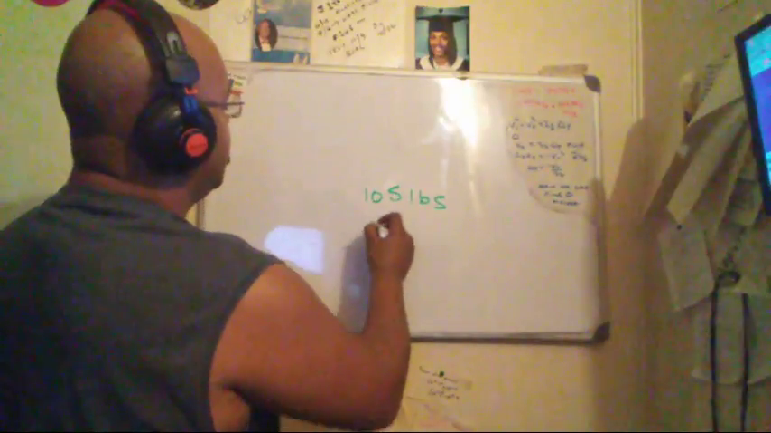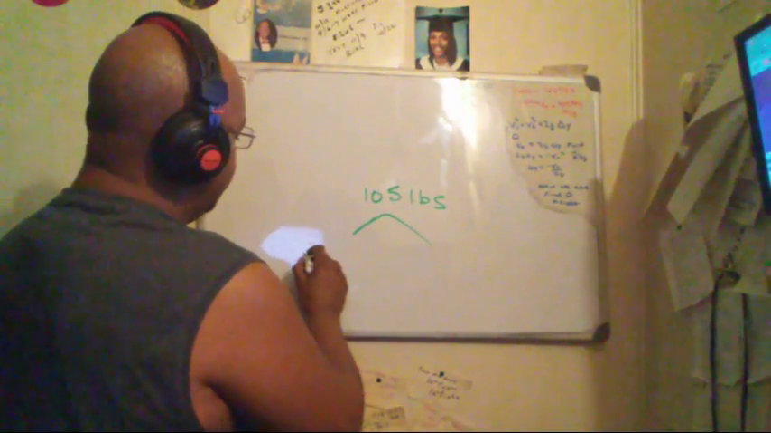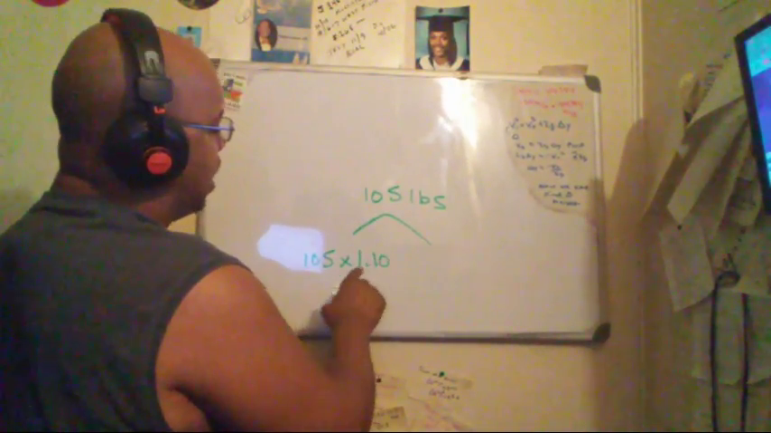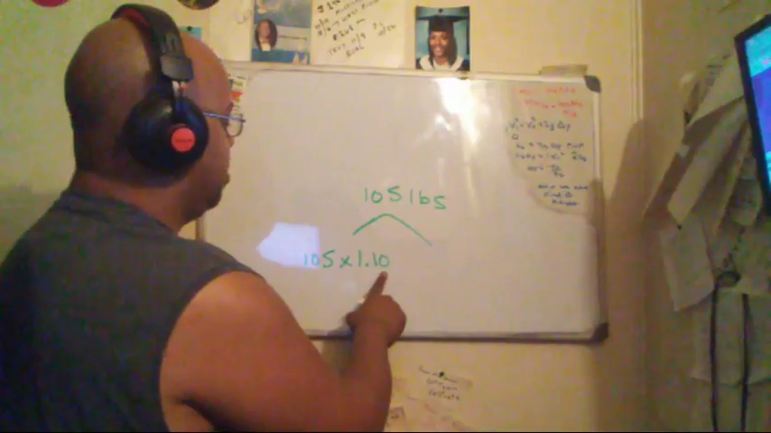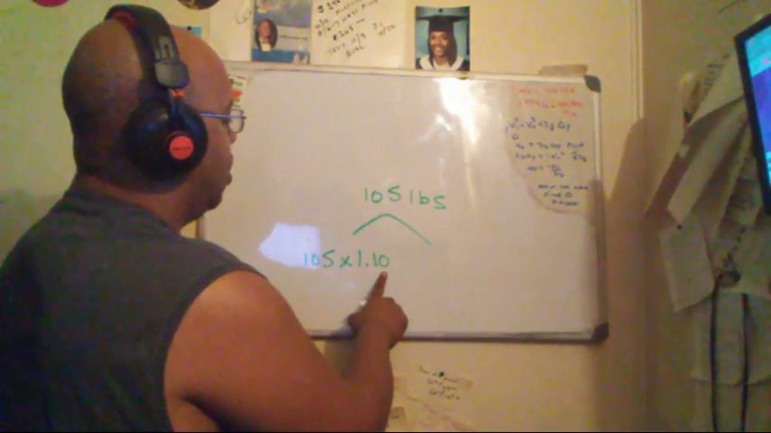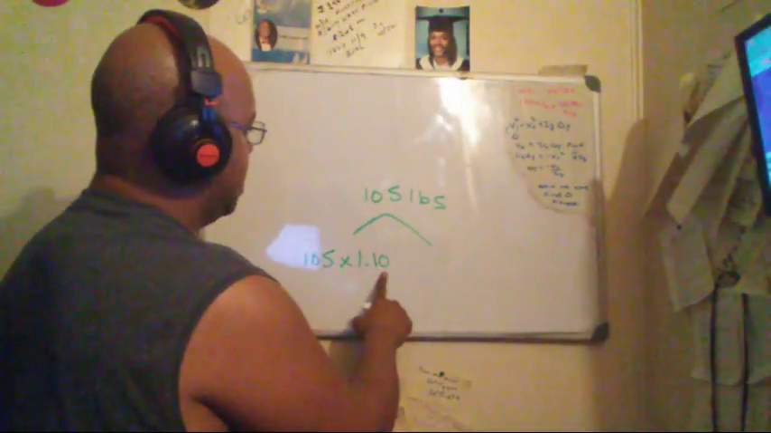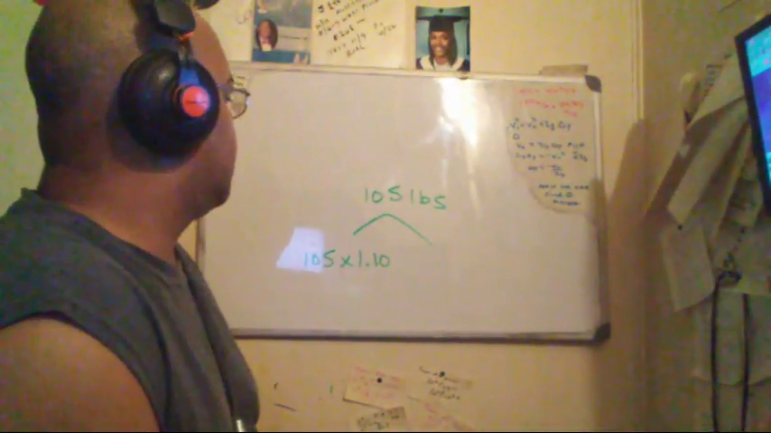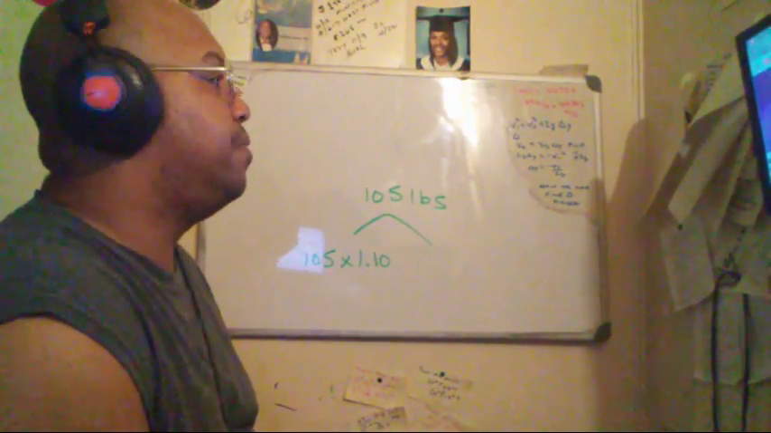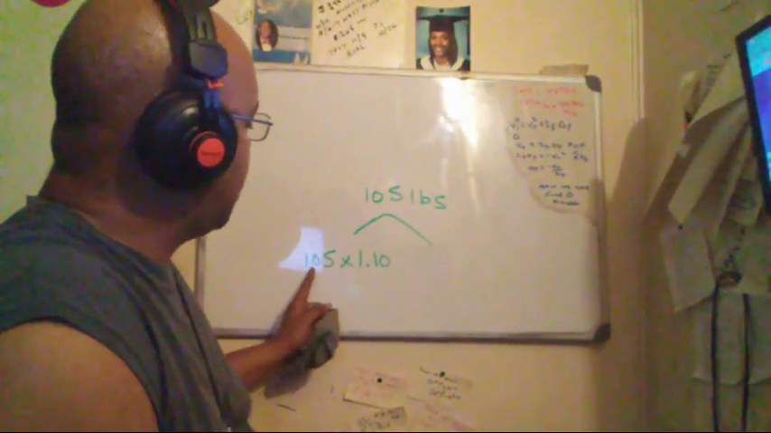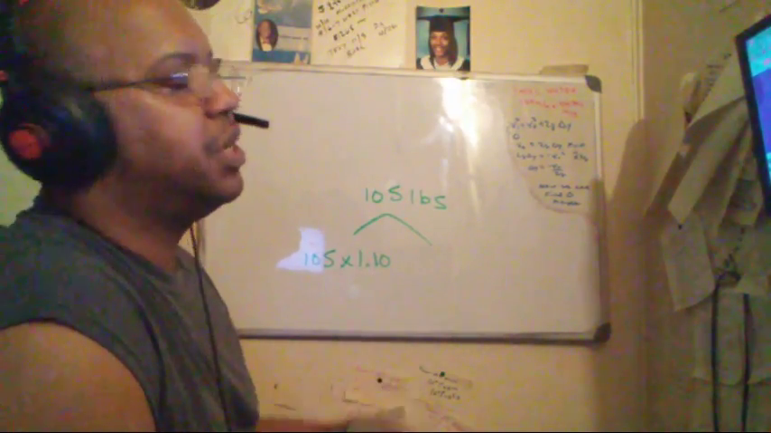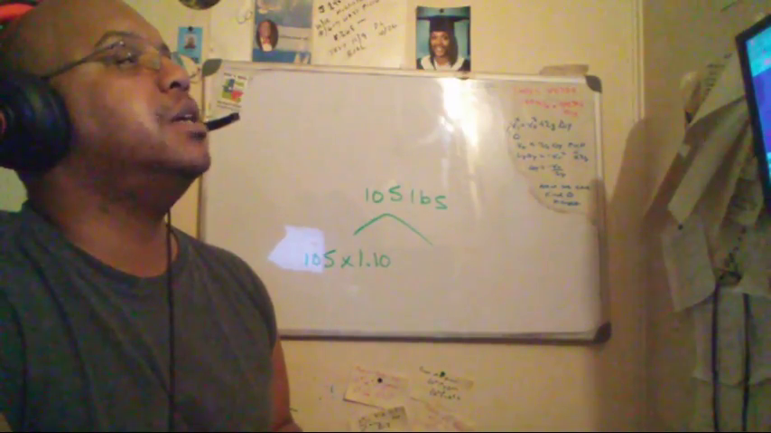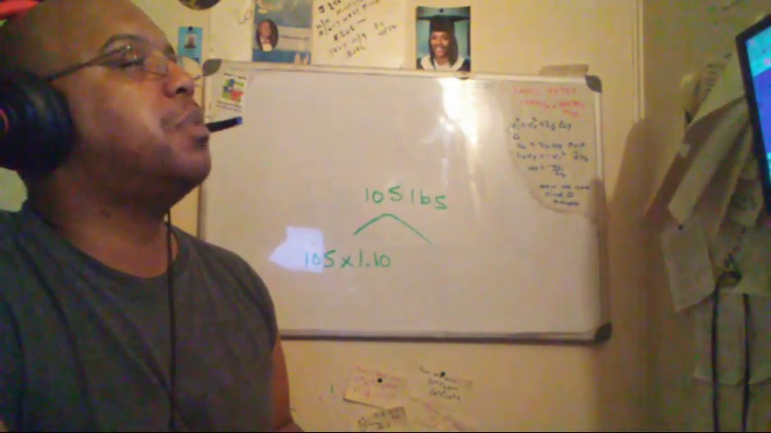LBS. Now, there's two ways I can do this. I can either take the 105 and multiply that by 1.10. That represents 110%. So we'll stick with this. We multiply 105 times 1.10. And I'd like you to do that math for me, Maria, to come up with the answer, and please post it.